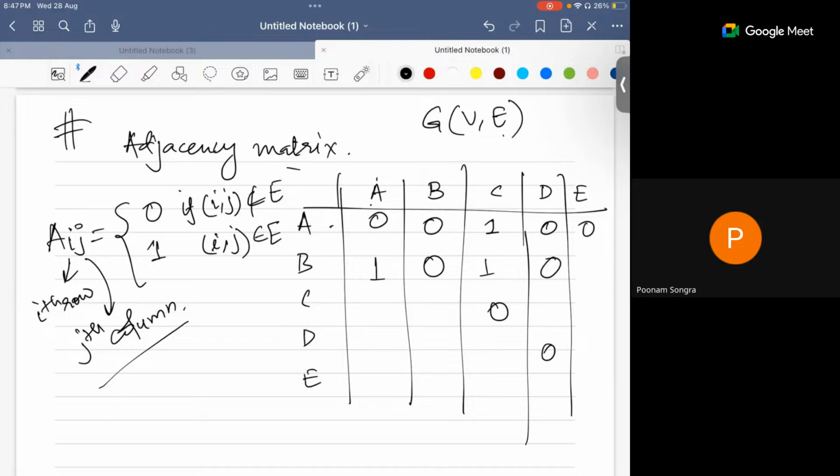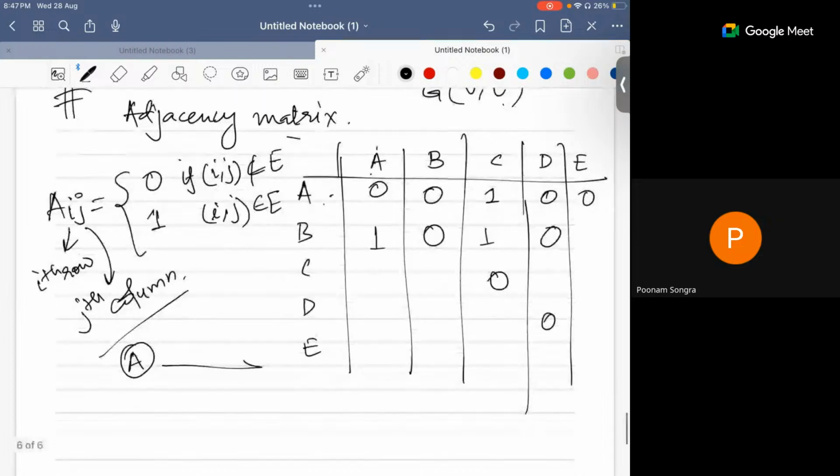So see, in the first row, from A to A there is no direct connection, from A to B also there is no direct connection, from A to C there is a direct connection. Okay, so that graph must be something like that. A to C there is a direct connection. Okay, from A to D there is no direct connection, A to E also no, and B to A there is a direct connection. So you can think of B to A there is a direct connection.